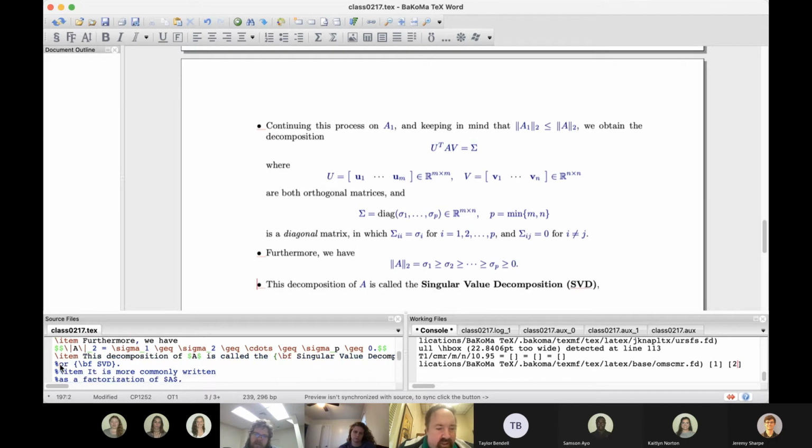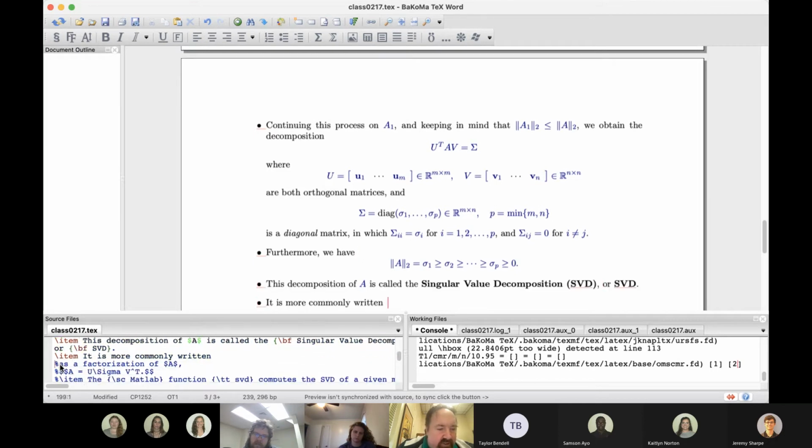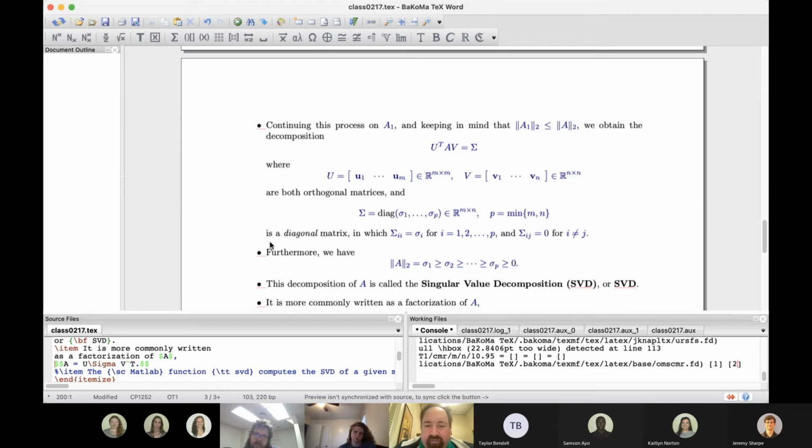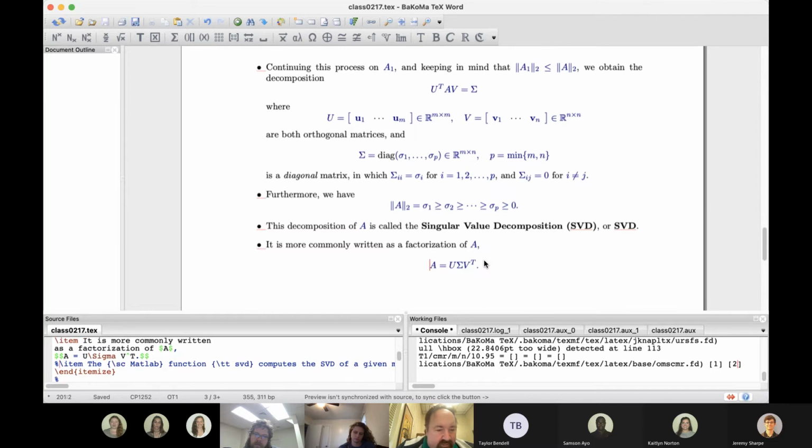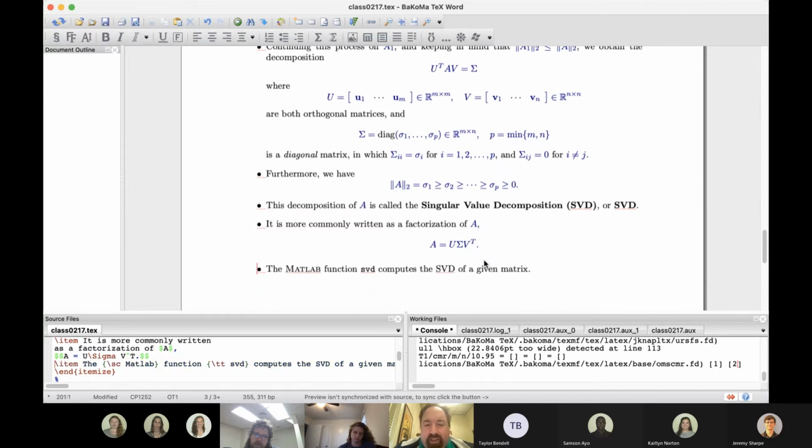So that is the singular value decomposition. A is U sigma V transpose. So this is how it's typically written. And you can get the SVD of a matrix in MATLAB by using the SVD function. And so its usage would be something like this: U, S, V is equal to SVD of A.